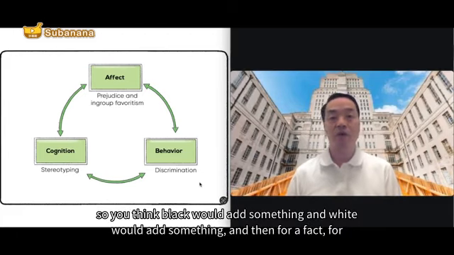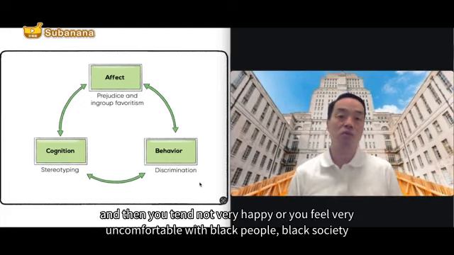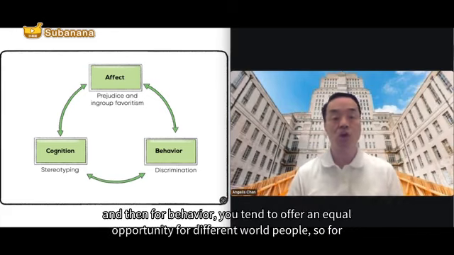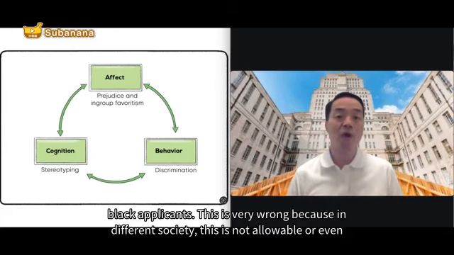So you think black people are something and white people are something, and then for prejudice, you tend to believe it is a lot better when you are working with or giving opportunity to whites, and you tend to feel not very happy, or a little bit uncomfortable, with black people, the black society. And then for behavior, you tend to offer unequal opportunity to different groups of people. So for example, you have a vacancy in a company, you just interview white applicants, and you tend to reject black applicants. This is very wrong because in many societies, this is not allowable or even illegal.